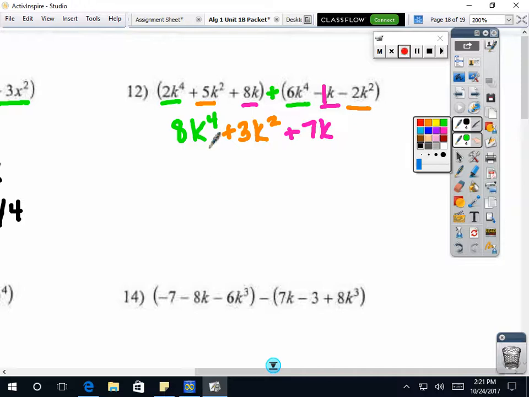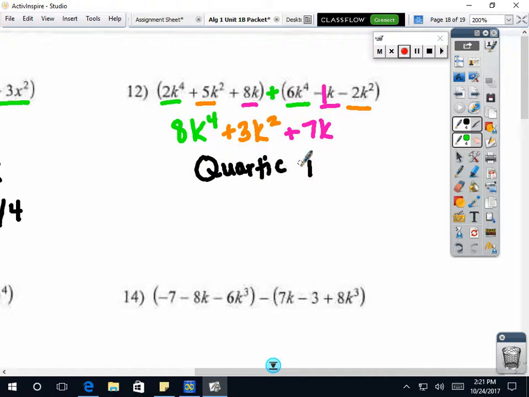So what's the name of this one? Quartic because it's degree 4, trinomial because there are 3 terms. That's fine, but you just need to know for sure whether the Q stands for quadratic, which is degree 2, or quartic, which is degree 4. Okay, number 13.